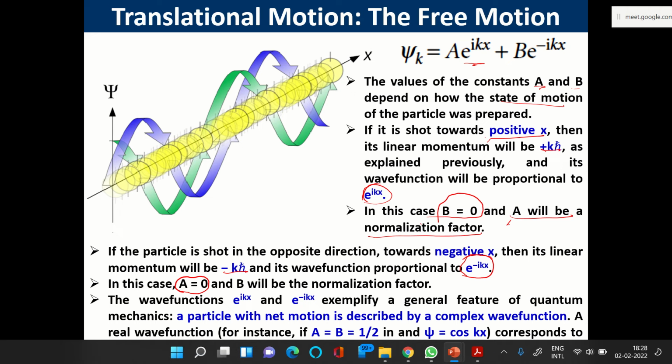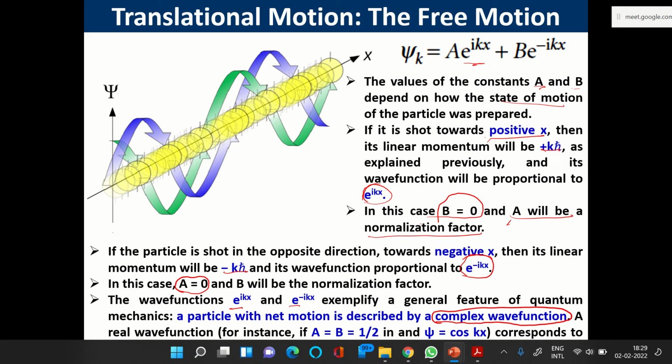So for example, if you have a wave function like this, a particle with net motion is described by a complex wave function. There must be both components, real and imaginary components. So complex wave function होगा ही होगा. मतलब i का टर्म, इमेजिनरी i वाला जो टर्म है, वो आना ही चाहिए, तभी आप नेट मोशन को डिस्क्राइब कर सकते हैं.